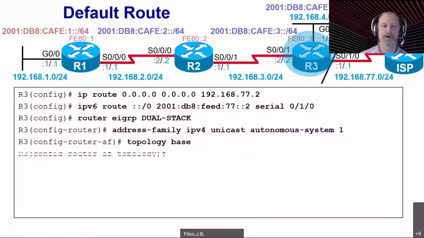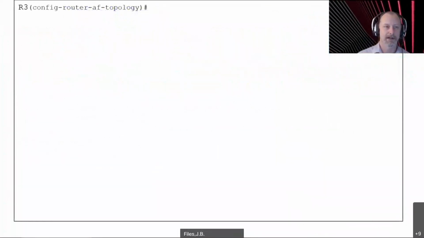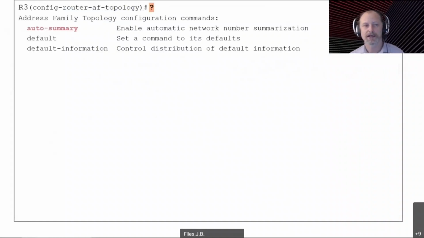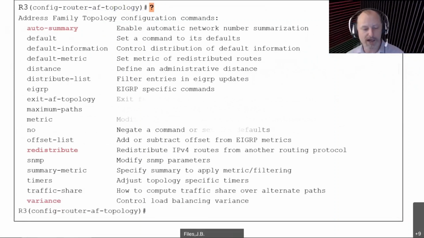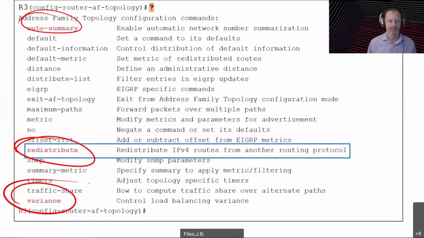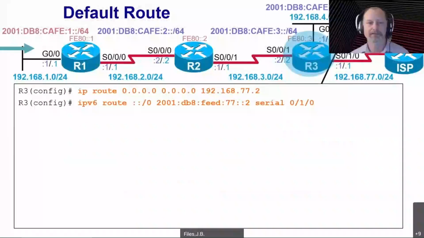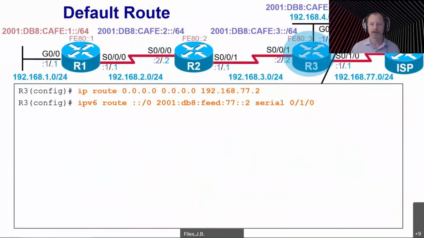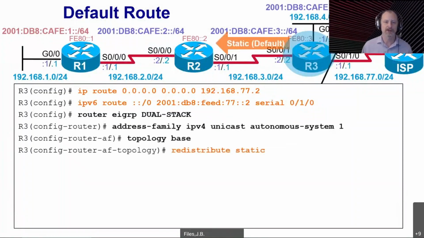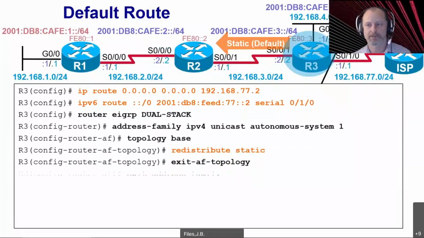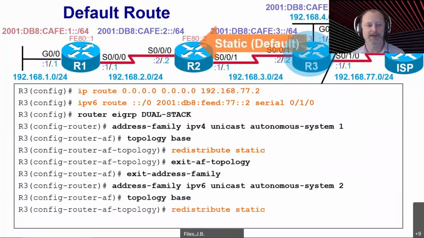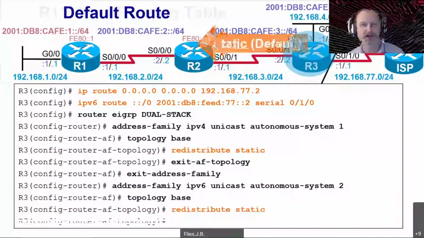We're going to configure IPv4. Now, if we go into the topology configuration, when we hit the question mark, this is where you got your auto summary, your redistribute, your variants. Okay. That's what we're going to use. So we've got the default route and we need to redistribute that. Okay. So we go into topology base, redistribute static. Then we're going to go into IPv6 address family configuration, topology base, redistribute static. Okay.